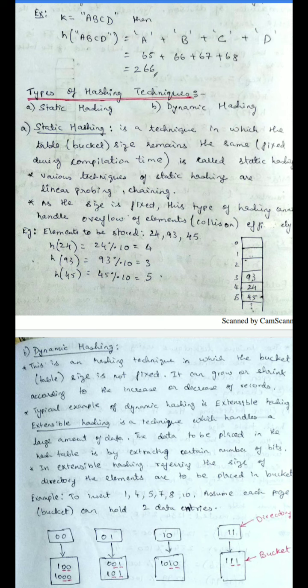So in the last video we saw the definition of hashing and the different ways of hashing. Next we'll see the different types of hashing techniques: static hashing and dynamic hashing. As the name static tells, the size of the storage is fixed, it is not changing. Mainly we use linear probing and chaining.